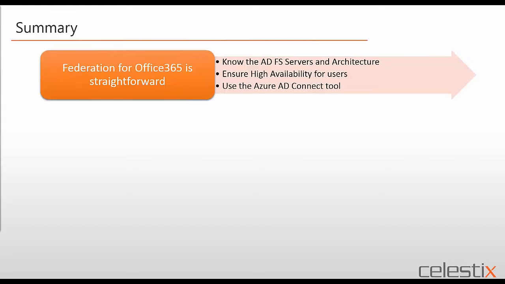So in summary, Federation is pretty straightforward. There is some time involved from getting all the pieces in place, getting the software downloaded, doing the architecture planning, ensuring a high availability model is in place. You know, how many servers do you need, where are you going to place them, things of that nature. And we highly recommend using the Azure AD Connect tool.